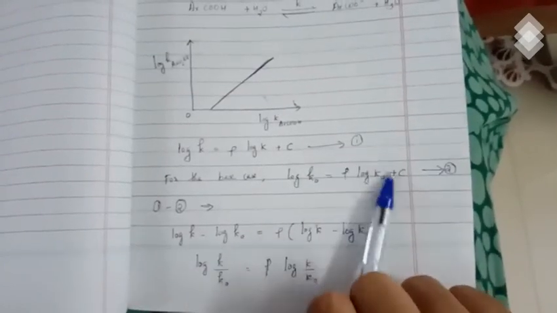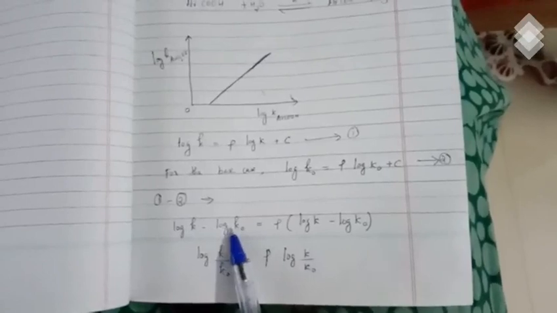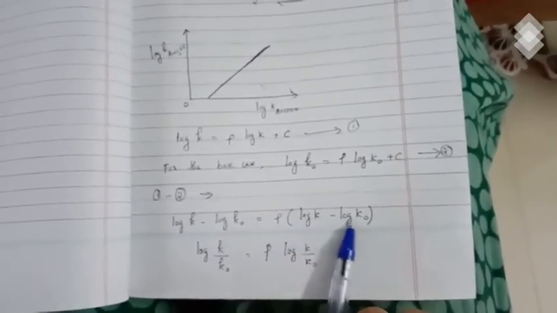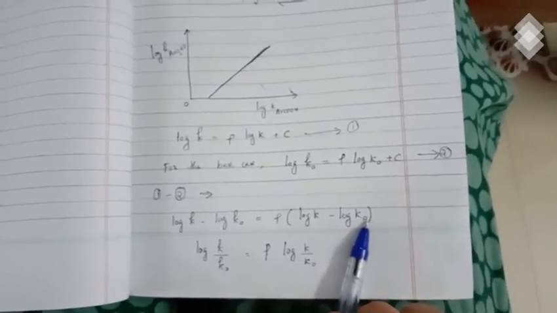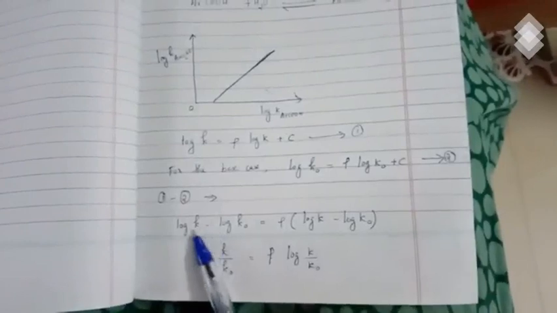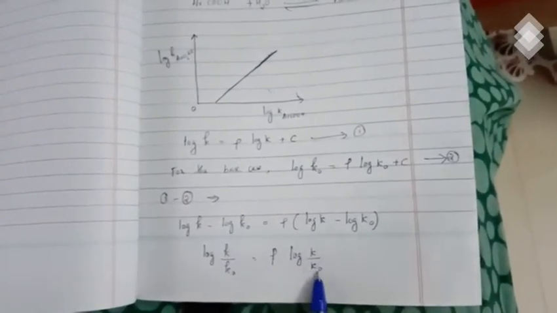Now we will subtract equation 2 from 1. So log K minus log K0 is equal to rho into log capital K minus log capital K0. C minus C will be cancelled, and we will write in this form: log K by K0 is equal to rho log K by K0.